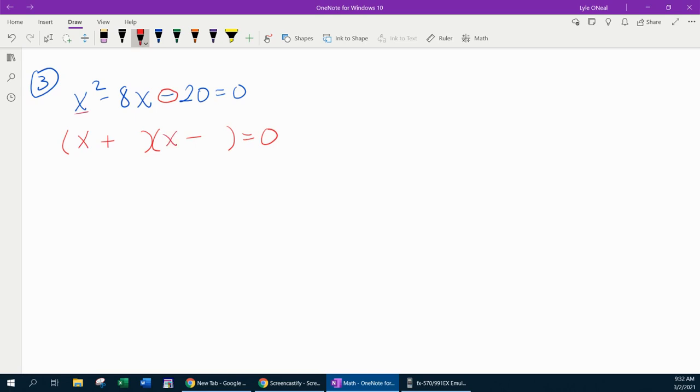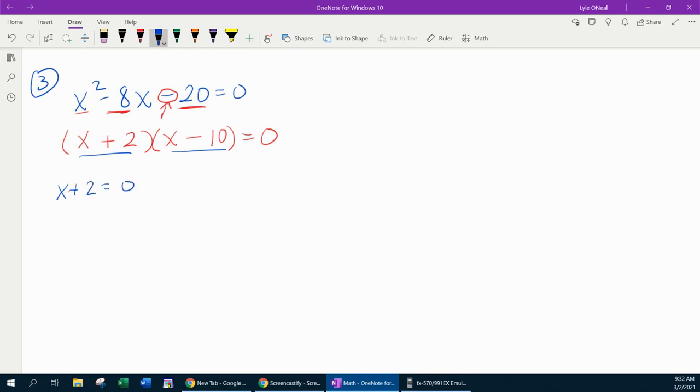x and x to make x squared. I need numbers that multiply to make 20, that subtract and make negative 8. And that is going to be 10 and 2, where the 10 does have to go with the minus. 2 minus 10 makes negative 8. Once you have the equation factored, you simply set each factor equal to 0 and solve.